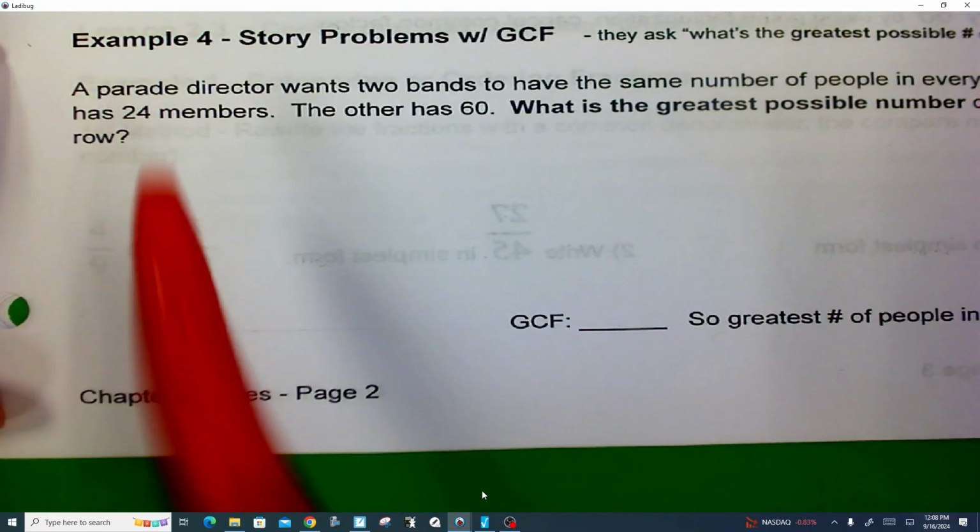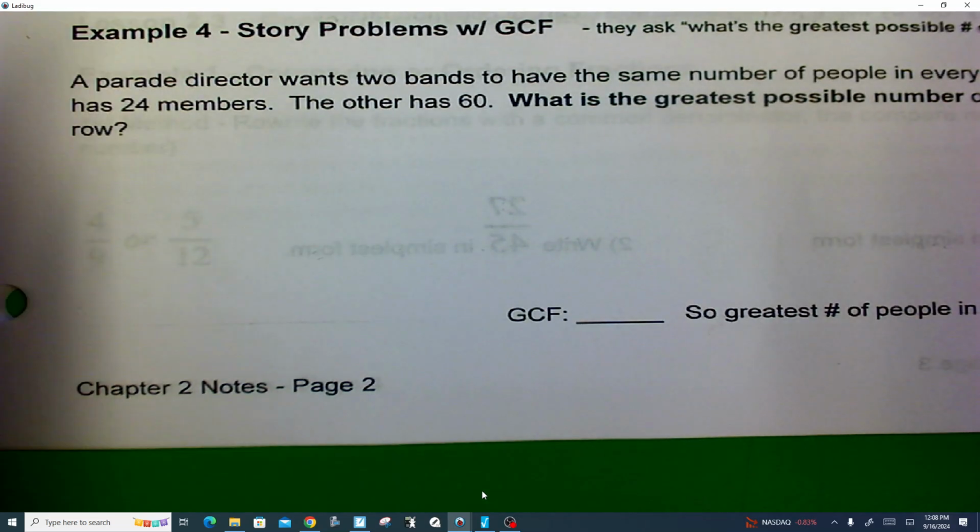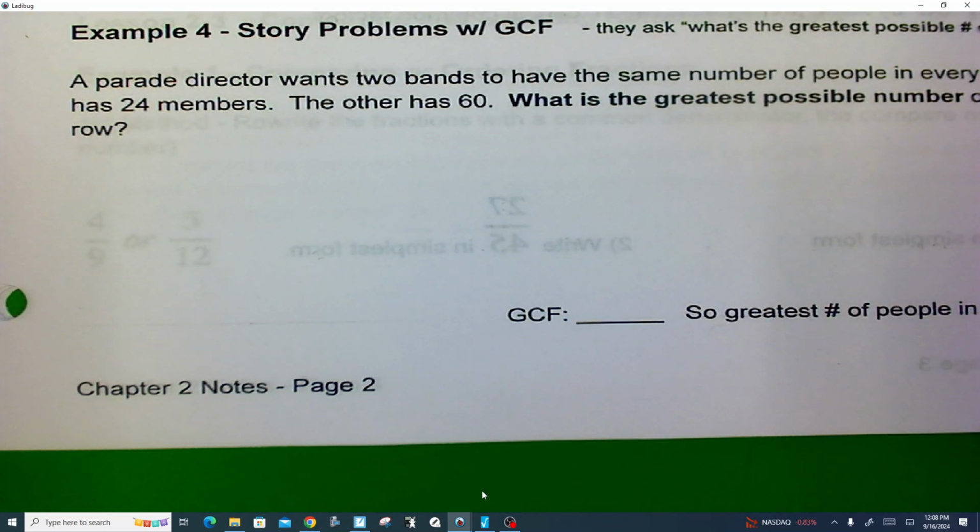Well, it's a parade, and this parade director wants to make sure they don't have a band that's too skinny. They want each row to evenly take up the same amount of the street, so you've got multiple bands coming down, and they don't want one band to be 5 people wide and the next band to be 27 people wide. You know what I'm saying? But each band has a different number of people. We've got big schools, small schools, big bands, little bands, that sort of thing.